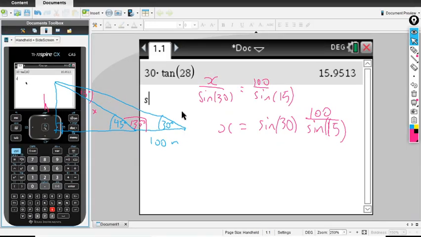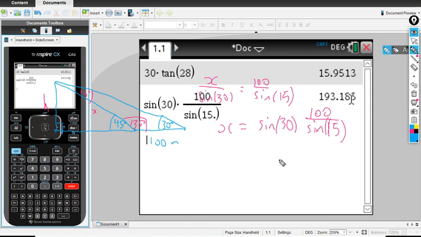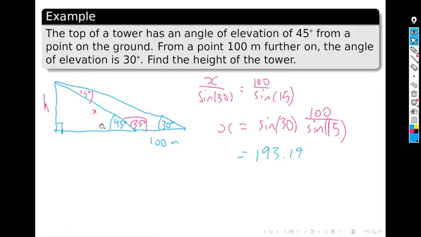From there, we're going to need a calculator because we can't do sine 15 as an exact value very easily. So we've got sine of 30 times 100 on sine 15, and we're in degrees, so this should work out okay. We get 193.185, so x is 193.19. That's our hypotenuse, and we want to get h here.